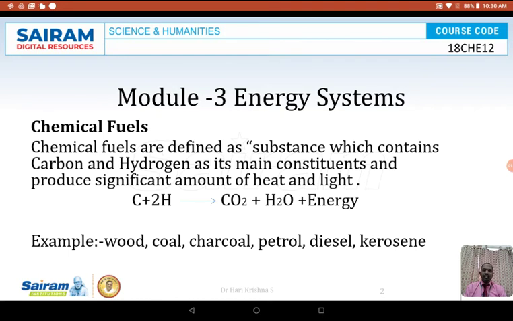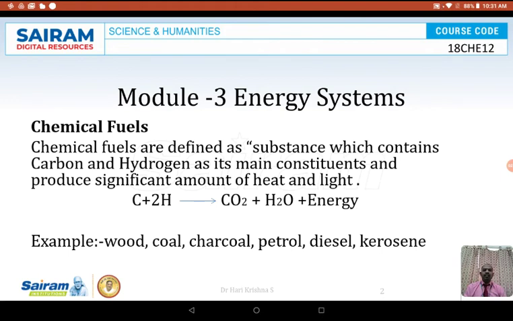So what is that basic criteria? Let us see. Any chemical substance to be called a fuel should mainly contain carbon and hydrogen as its main constituents and, on combustion, produce a significant amount of light and heat. Only certain types of substances are called chemical fuels. I repeat, any substance which contains carbon and hydrogen as main constituents and on combustion liberates a significant amount of light and heat, that is, energy in the form of either light or heat, is called a chemical fuel.